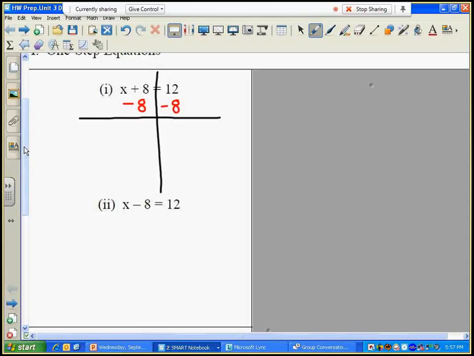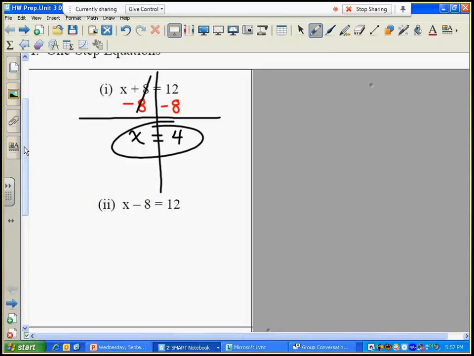For instance here, you can see that the 8s are going to cancel out. So all we're going to have left on that left side is x. On the right side, we have 12 minus 8, or 4. And you can go ahead and check at the top that 4 plus 8 does in fact equal 12.